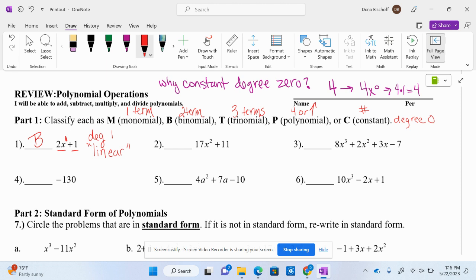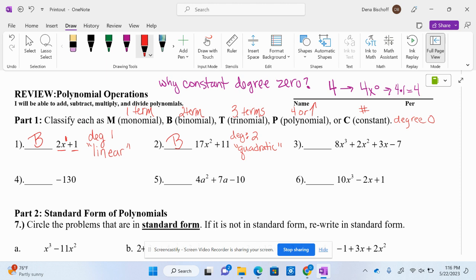How many terms does the second one have? It also has 2 terms, so it is also a binomial. However, what is the degree? It's degree 2, and degree 2 is called a quadratic. And if you forget that, think about what x squared is. What do we call x squared functions or x squared equations? We call them quadratic equations.